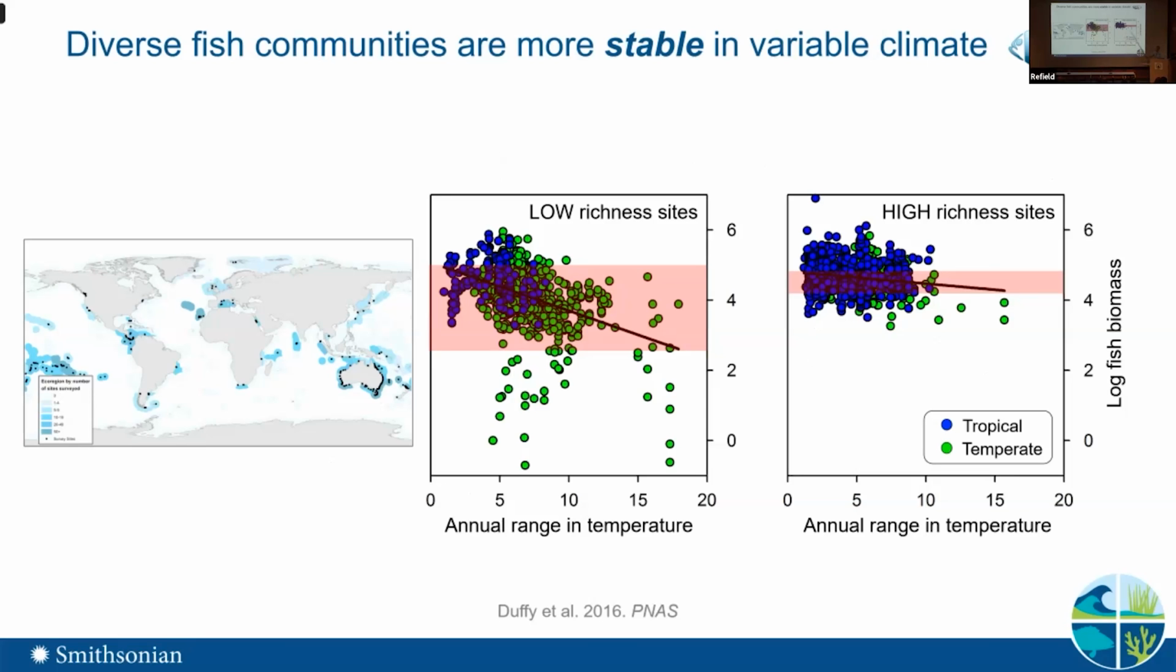And what we see is that the fish communities from low richness sites, that is few fish species on the left, had a much wider window of variation in response to annual range in temperature. That's the red bar here, compared with the high richness sites. So some evidence that fish diversity confers some ability to be more stable in the face of changing weather or climate over time.